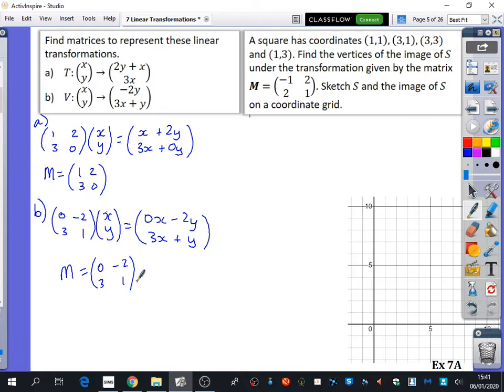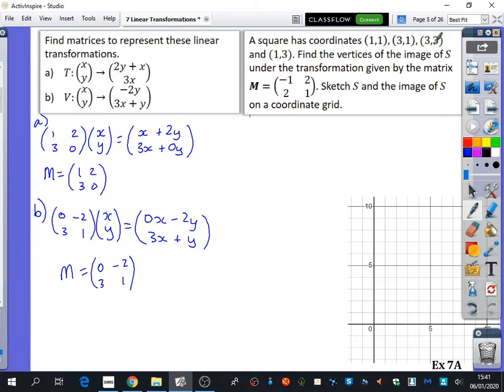Now, this is where it actually starts to have some meaning. So far, I'm just telling you random things. This is now going to actually apply. We're going to see what this matrix transformation does to a particular square. So it says a square has coordinates 1, 1, 3, 1, 3, 3, and 1, 3. Find the vertices of the image of S under the transformation given by the matrix M. Sketch S and the image of S on a coordinate grid.